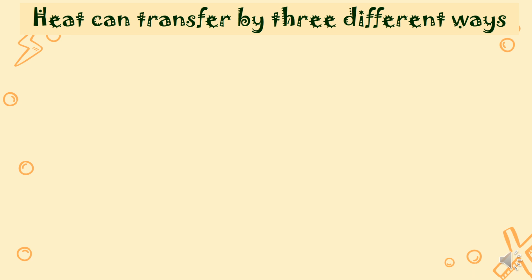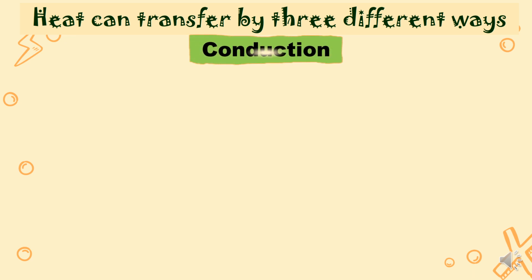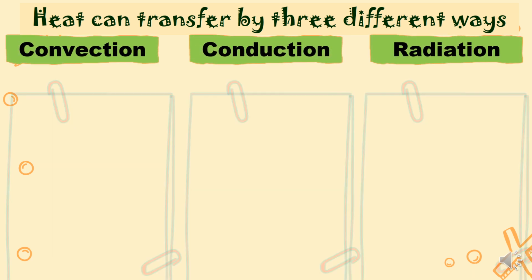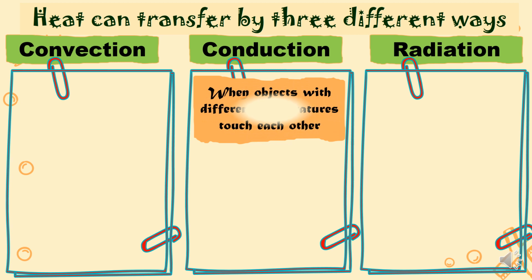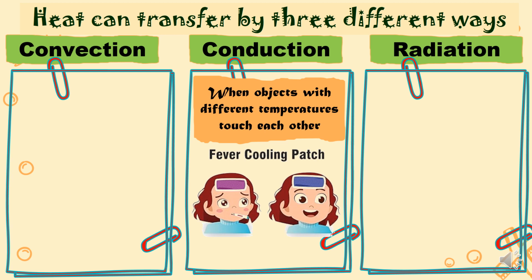Heat can transfer by three different ways: conduction, convection, and radiation. So, what's the difference between them? Conduction: when objects with different temperatures touch each other, and it must transfer between two solids, like the fever cooling patch. So, conduction happens between solids only.